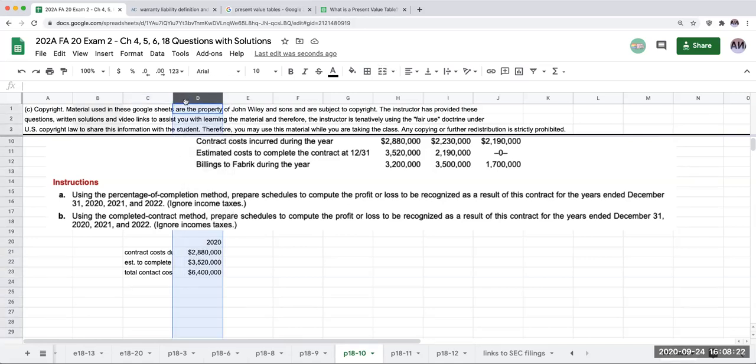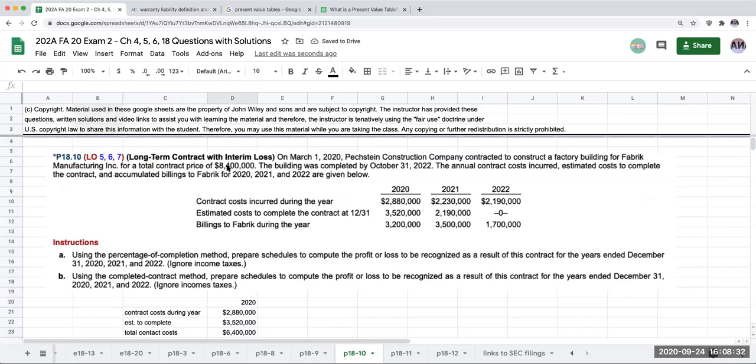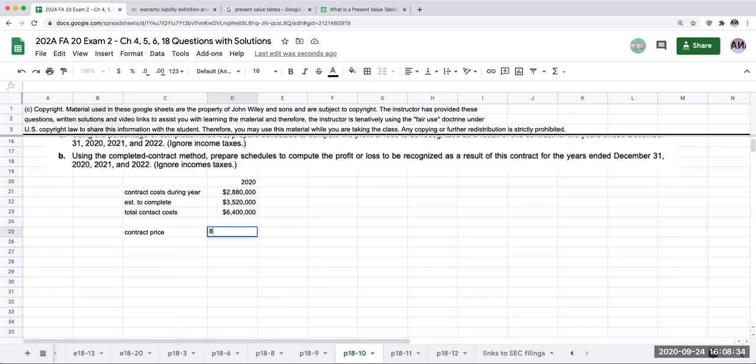So my contract price is going to be the sales price of my agreement, which is $8.4 million. My total costs over here are $6.4 million. So my total gross profit is going to be $2 million.